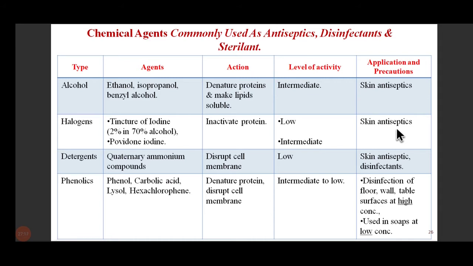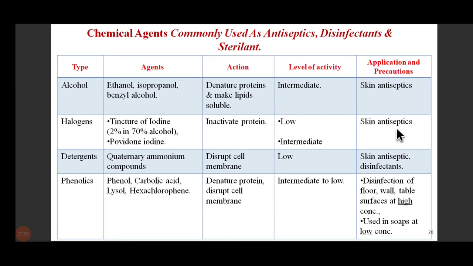Then we have detergents, which are basically quaternary ammonium compounds. They act by disrupting the cell membrane. Basically, they act as cell membrane destabilizers. They have an ionic moiety which interacts with various components of the cell membrane and leads to disruption of cell membrane synthesis.